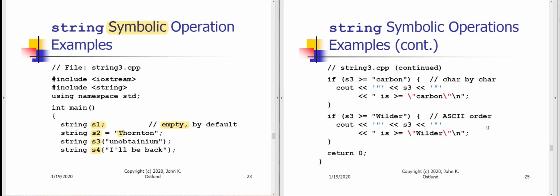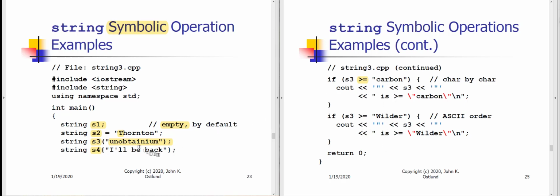Okay, now let me continue on my right-hand screen, going to slide 25 so we can see the rest of this program. S3 is a string object initialized with Unobtainium. I can compare string objects to string literals for order. And what I'm getting here is what's called a lexicographic ordering, approximately a dictionary ordering, except that letter case does matter. Recall that in the ASCII character set, all of the uppercase letters come ahead of all of the lowercase letters. That's not important for this example, but it will be important for our next one.